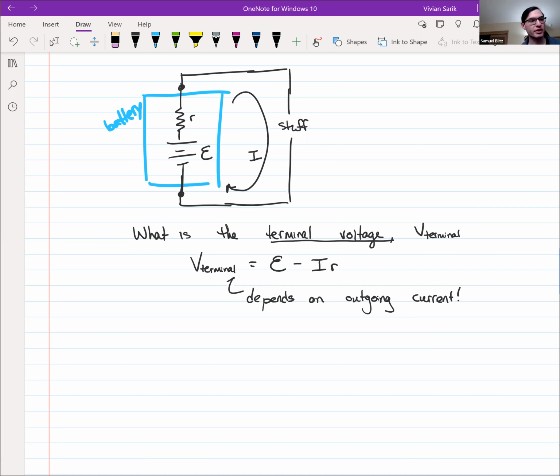So there's a good example of this in section 3.3 of the Liber text. It's example 3.3.1, and I suggest you guys take a look. It's just on calculating how the terminal voltage changes when you change the number of resistors.